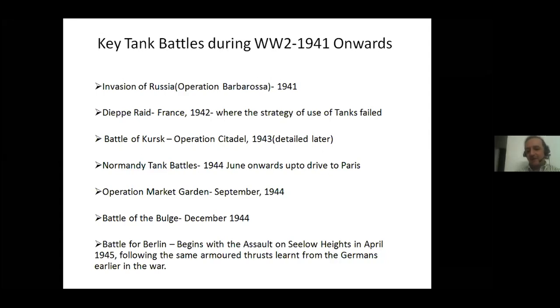The Battle of Berlin. This is where the Russians, after initial successes after Kursk, begin their assault on the Seelow Heights in April 1945. And it continues all along until the capture of Berlin. One mistake that the Russians make, again, is in execution. The strategy is good, but the execution fails.